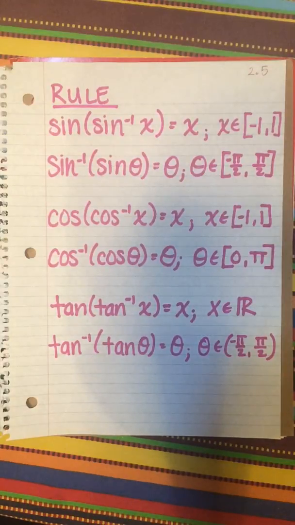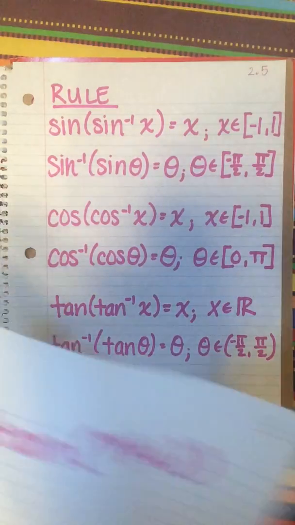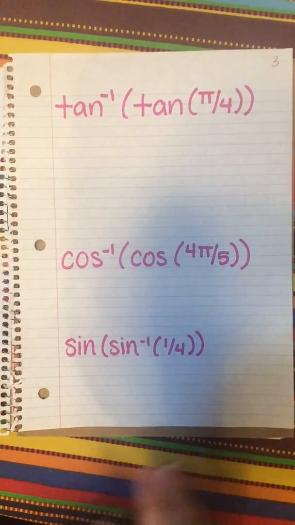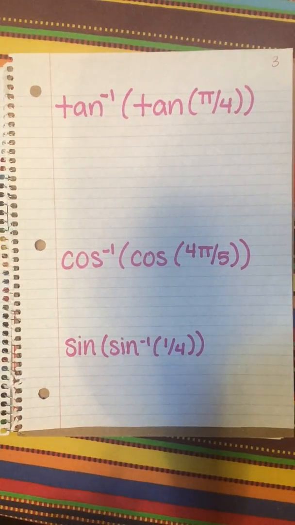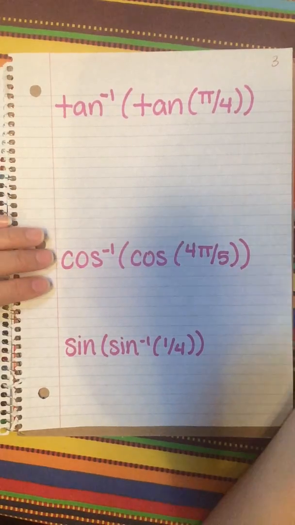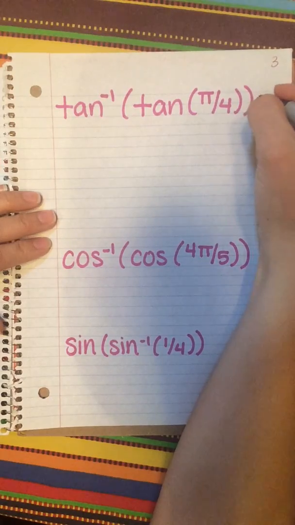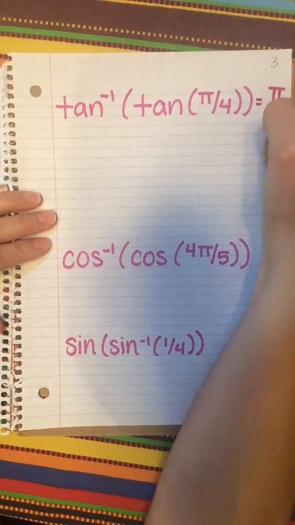All right, so looking at a few more examples. Let's see. So this one starts off tan inverse of tangent of pi over 4. Well, pi over 4 exists between negative pi over 2 and pi over 2, so by this rule, we know the answer is going to be pi over 4.